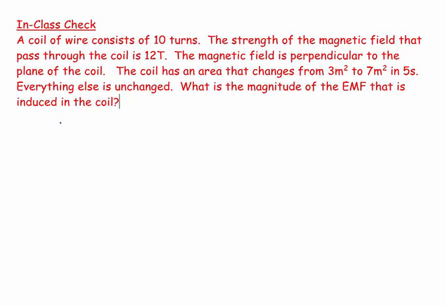Welcome. This question says a coil of wire consists of 10 turns. The strength of the magnetic field that passes through the coil is 12 Tesla. The magnetic field is perpendicular to the plane of the coil. The coil has an area that changes from 3 square meters to 7 square meters in 5 seconds.